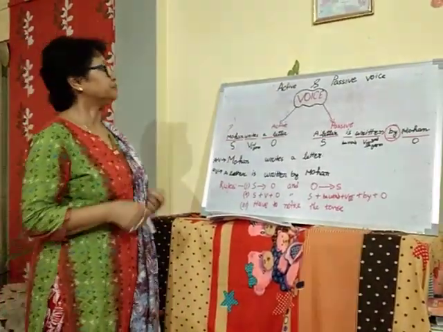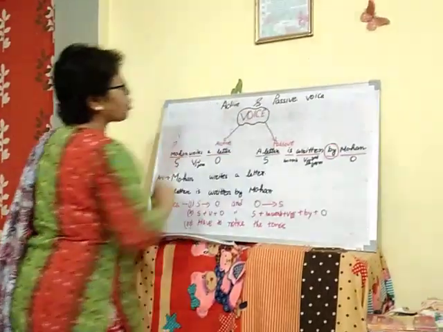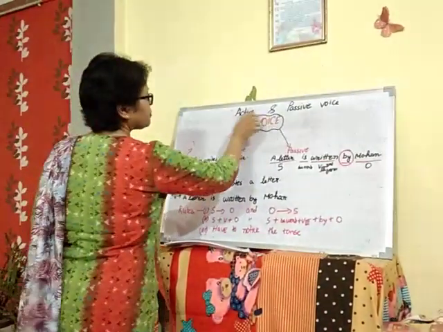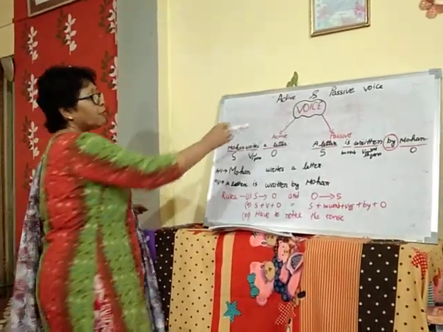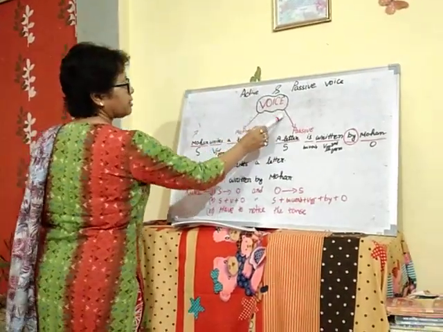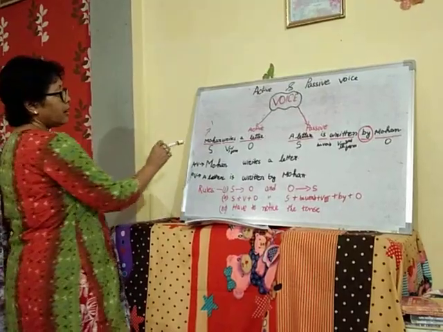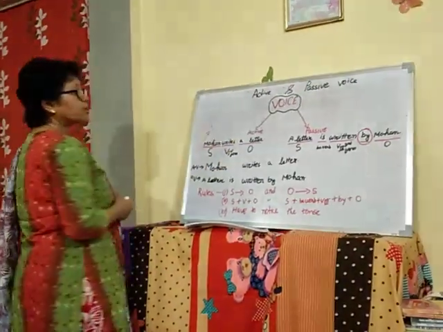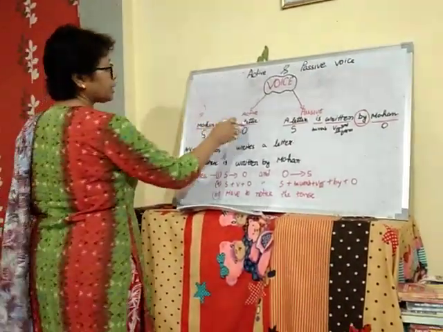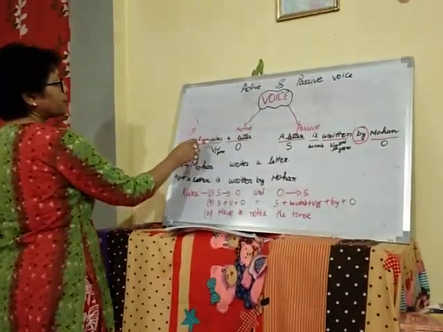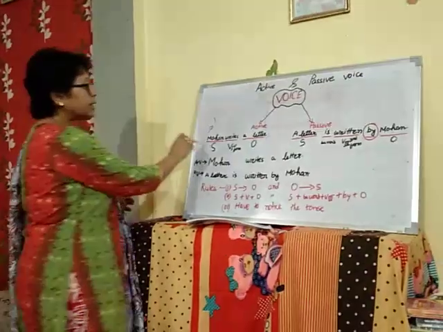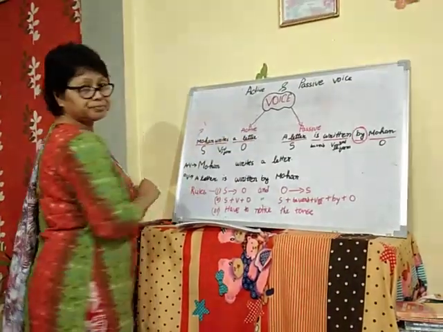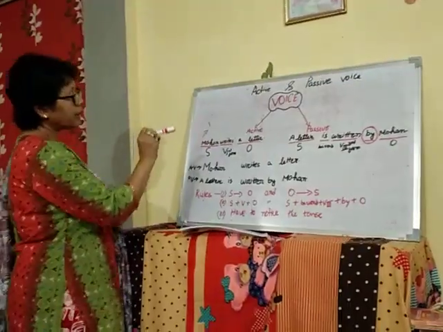So look here, active and passive voice, and here I have written voice in the circle. This voice is divided into active and passive. Here, with an example, I have given one sentence which will make you clear, that is, Mohan writes a letter. Have you seen it? Mohan writes a letter.